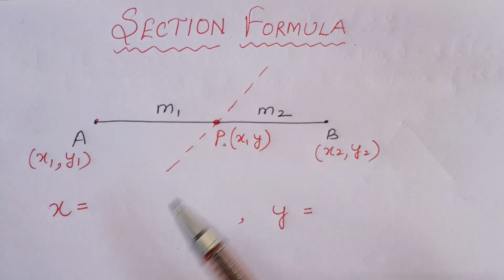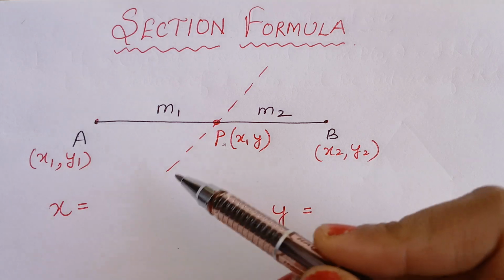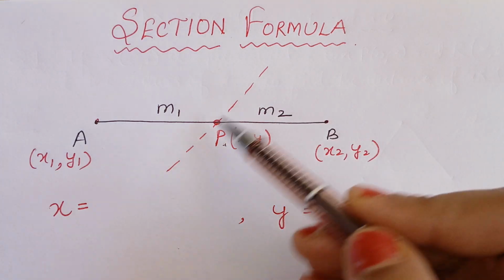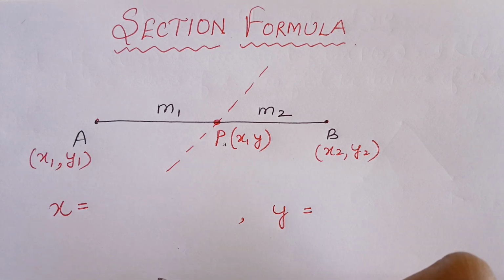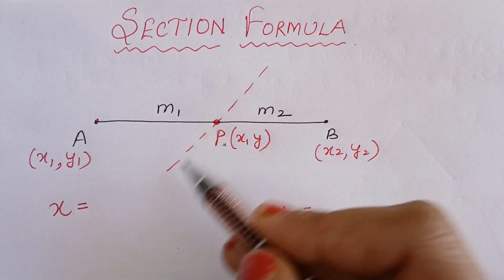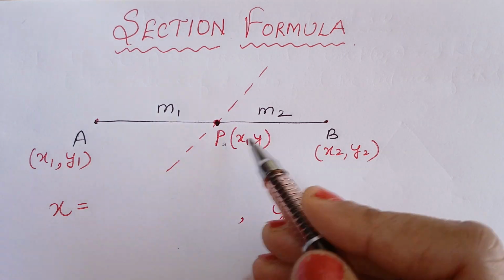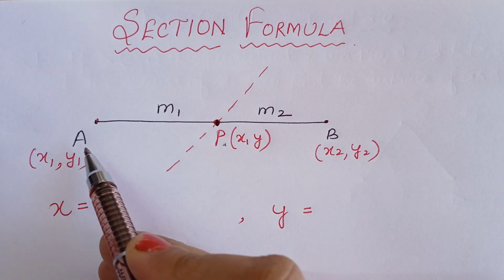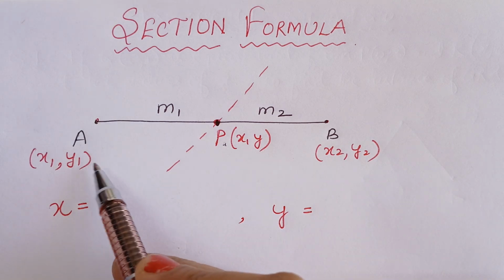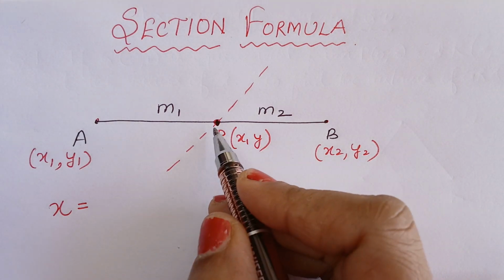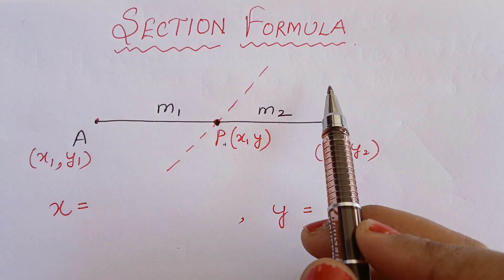Let us learn section formula in this video. Given a line AB, and this is another line which is dividing this line in the ratio of m1 is to m2. This line is dividing this line at point P. The point of intersection for both the lines is P. Coordinates of this point are given and coordinates of this point are also given, x1, y1 and x2, y2. I have to find the coordinates of point P using section formula.